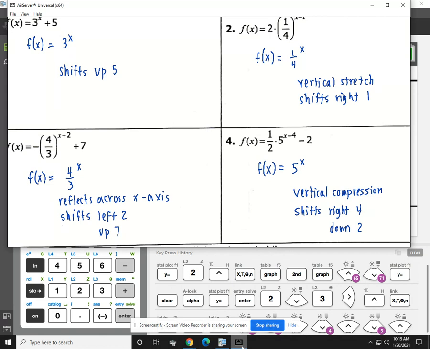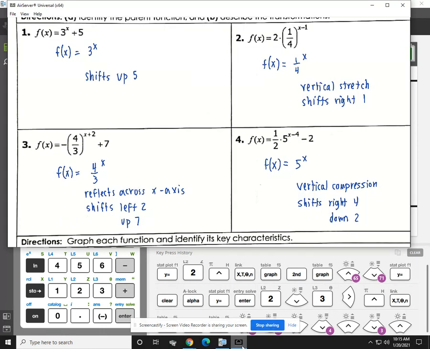How many of these did the asymptote change? 3? Then I should ask a better question. Which one did not change the asymptote? Are you sure? It'd be number 2. Oh, wait. Number 2. Because look, what did all of them do except for number 2?